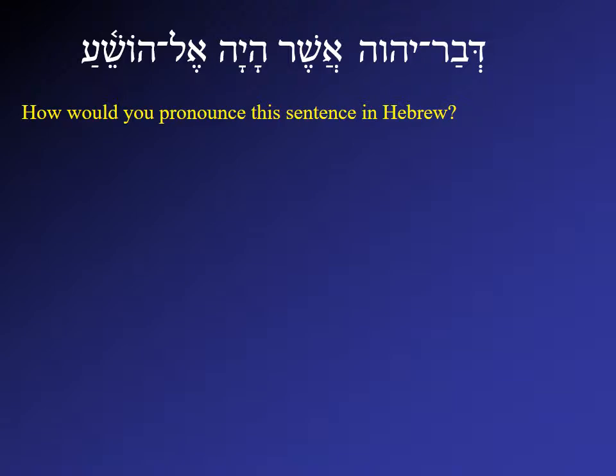So let's start with the theme sentence for this lesson. Here you see it. As always, the first question we want to answer is, how would you pronounce this sentence in Hebrew? So we start with Devar Adonai Asher Haya El Hoshea. Devar Adonai Asher Haya El Hoshea. Okay. Now, we can begin with this phrase at the beginning of the sentence, Devar Adonai.